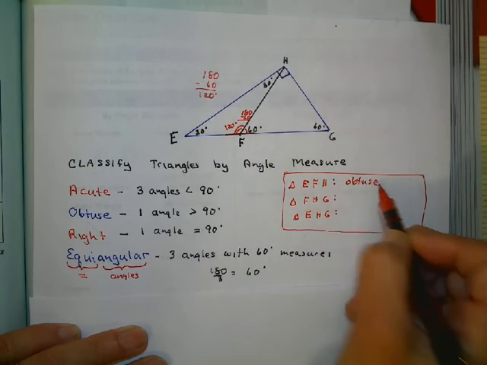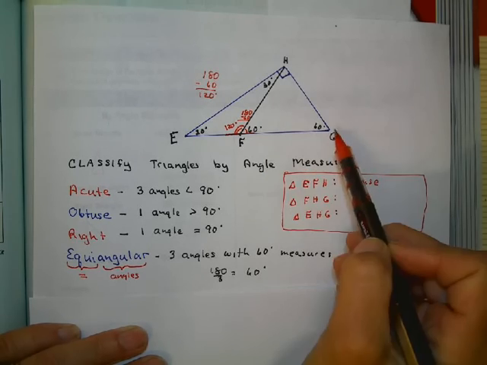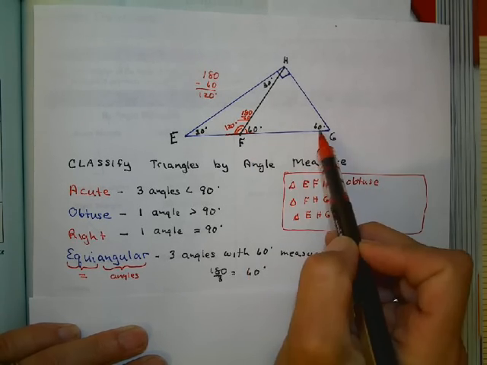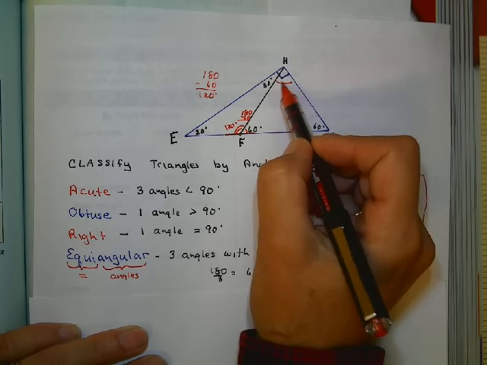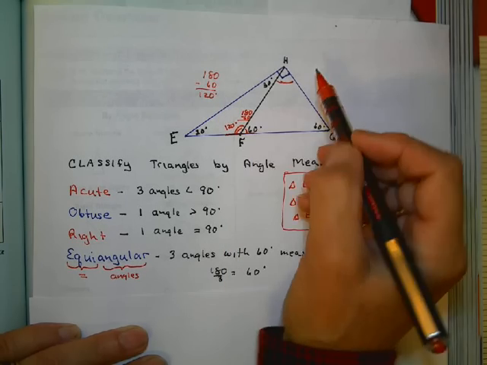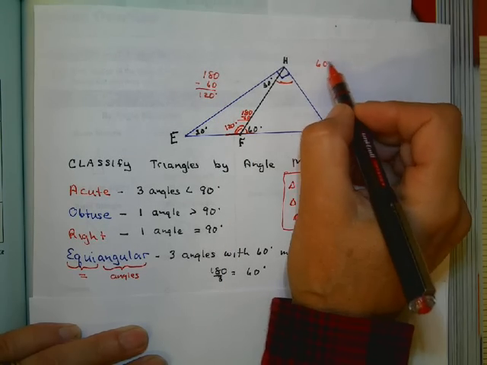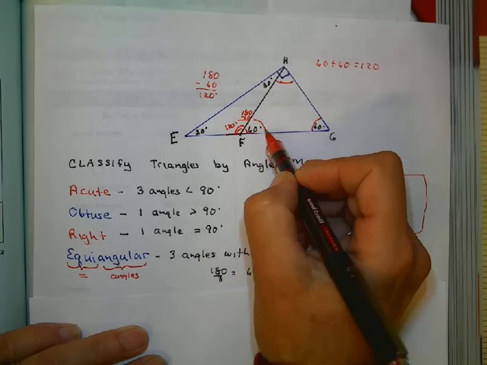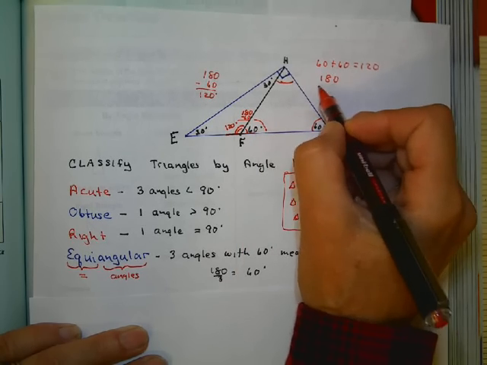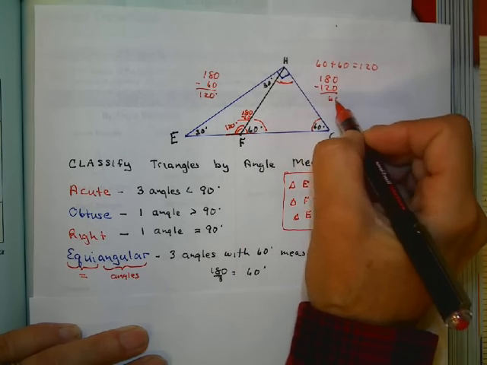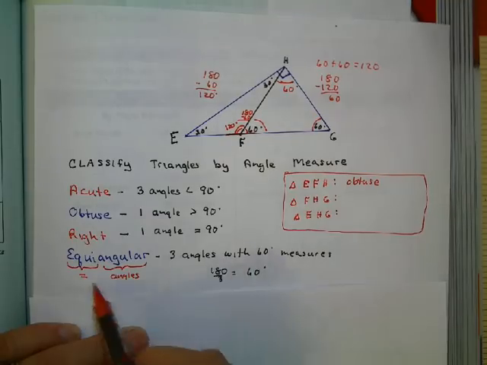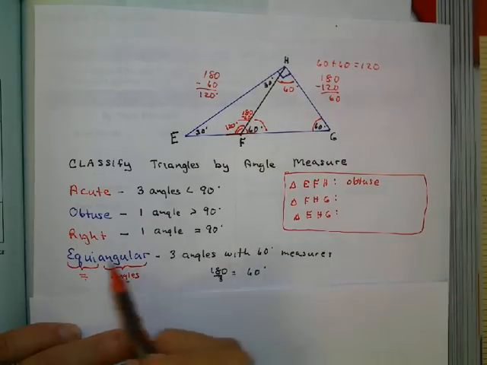FHG, well, this is a 60 degree angle and this is a 60 degree angle. I don't know this angle. But I could use the same strategy as I did over there and say 60 plus 60 is 120. That's this angle plus this one. So if I take 180 and take that 120 degrees away, it leaves me 60 degrees for this third angle. Okay, well, if they're all three 60 degrees, they're equal angles. Equiangular would be my classification.